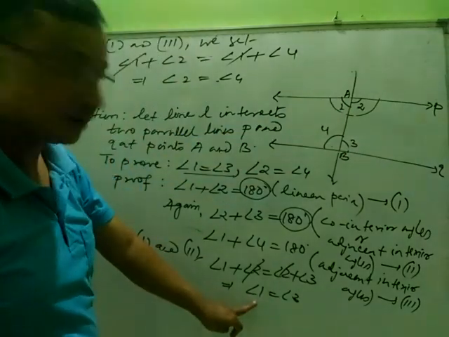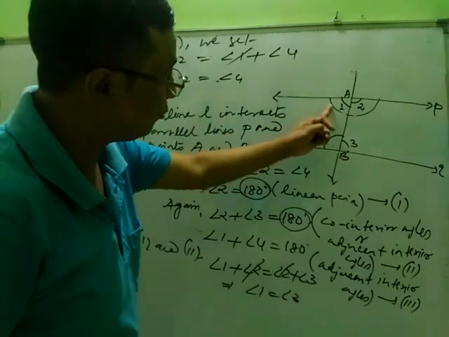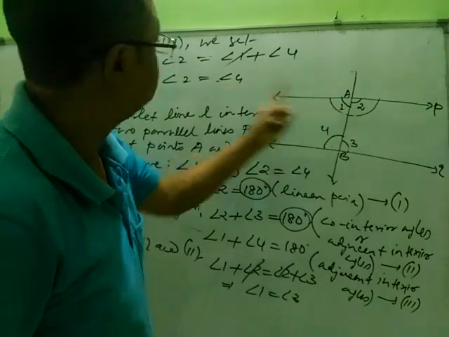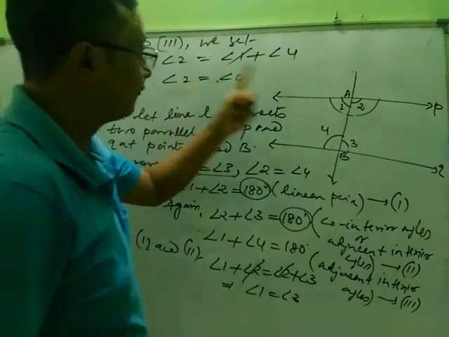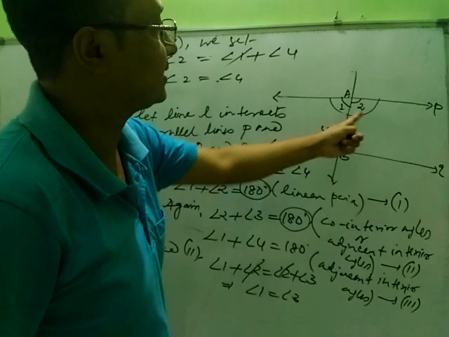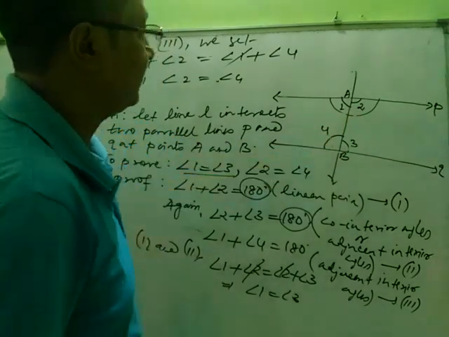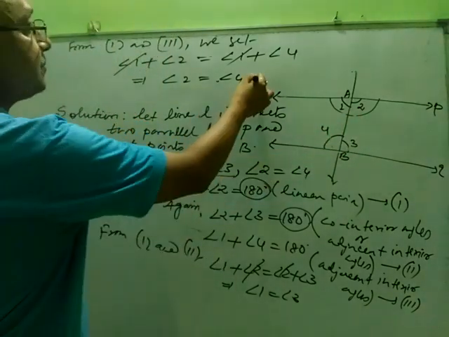So first you got angle 1 equals angle 3, one pair of alternate interior angles. Angle 2 equals angle 4, so 2 and 4 are equal. So this is the second pair of alternate interior angles.